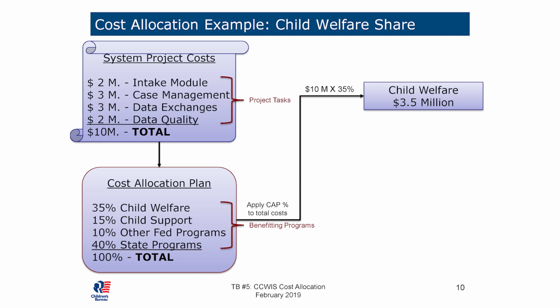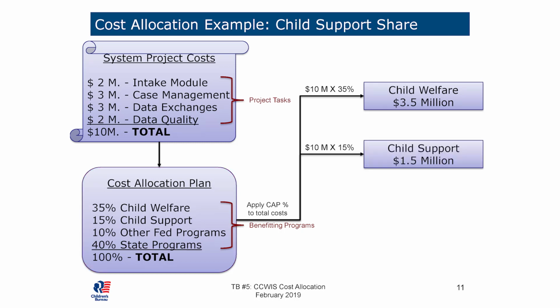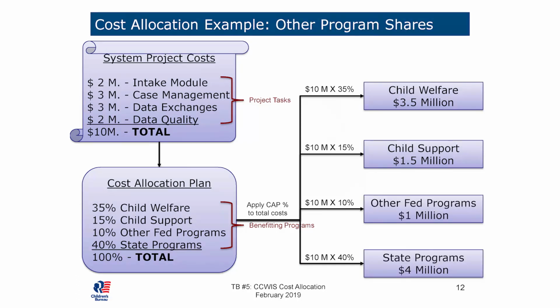Next, we show a sample cost allocation methodology for this project. The arrow indicates that the system project costs will be processed through the cost allocation plan. At this point, we are not discussing how these costs were allocated to reach these percentages. Note that the percentages listed here, 35, 15, 10, and 40, total to 100%. In other words, your cost allocation plan must account for the allocation of all project costs and related activities. We have received plans where the total is not 100%, likely because folks are focusing so closely on allocating costs to each program individually that they forget to step back and confirm that the allocated costs total to 100%. So just a friendly reminder to do that check.